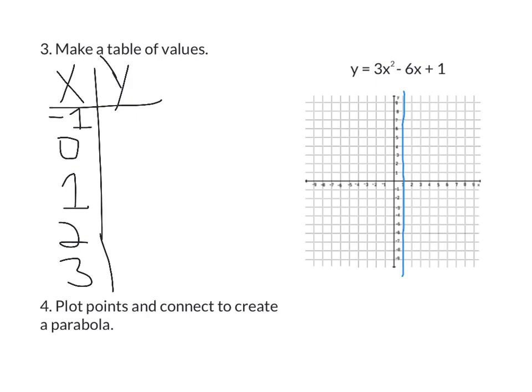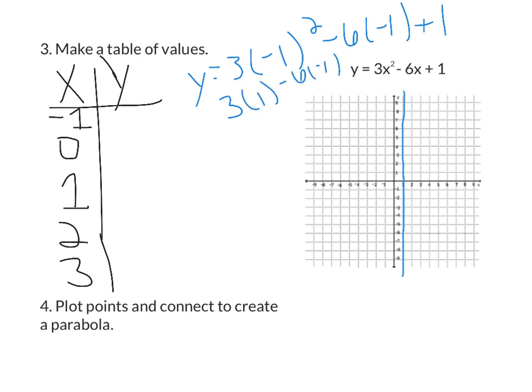Now I'm going to plug the values of x into the equation so that I can find y. So I'm going to start off with plugging in negative 1. So I get y equals 3 times negative 1 squared minus 6 times negative 1 plus 1. Using my order of operations, I'm going to do my exponent first and do negative 1 squared, which is just 1. So now I have 3 times 1 minus 6 times negative 1 plus 1.